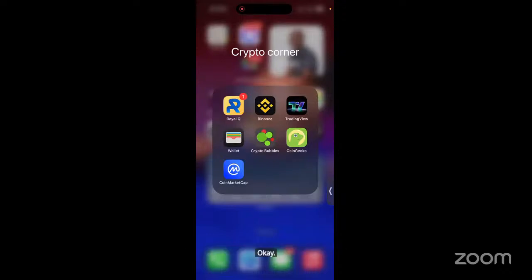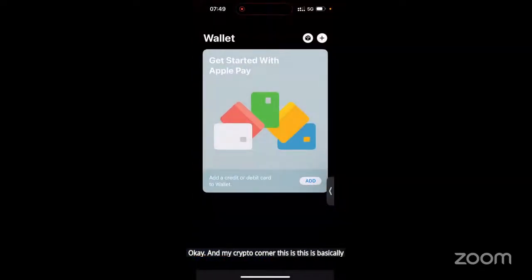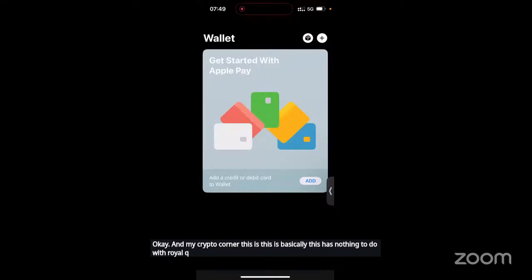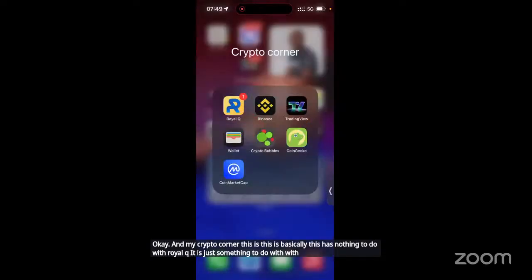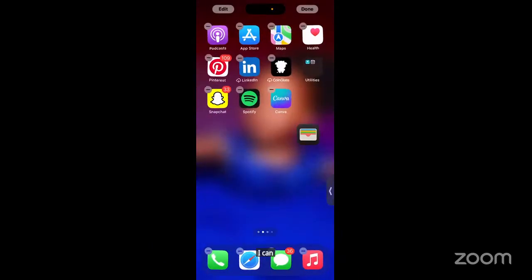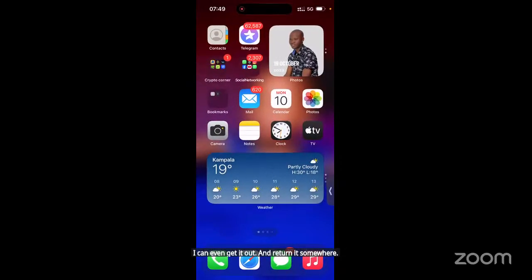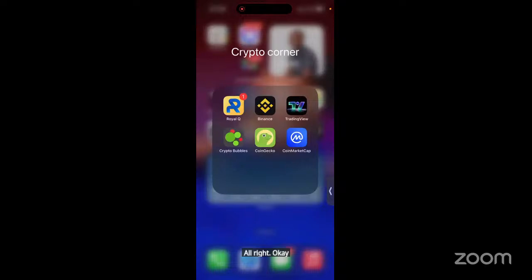And my crypto corner, this has nothing to do with Royal Q. It is just something to do with Apple Pay. So don't get worried about it. By the way, I can even get it out and return it somewhere. All right. So basically, you could be using another exchange.